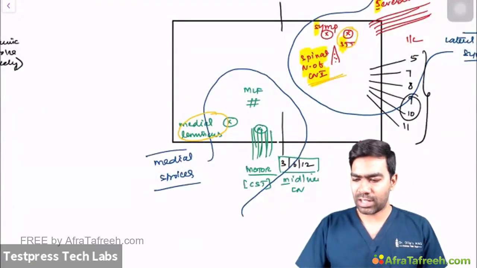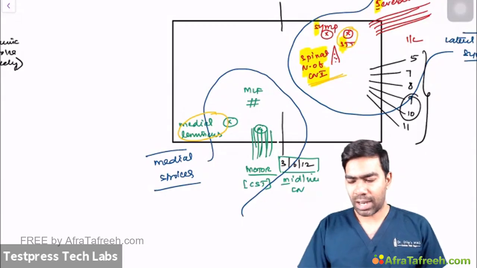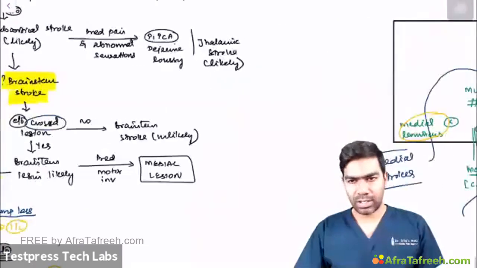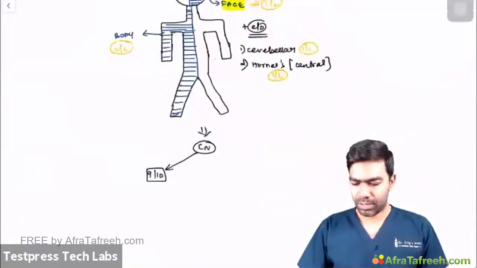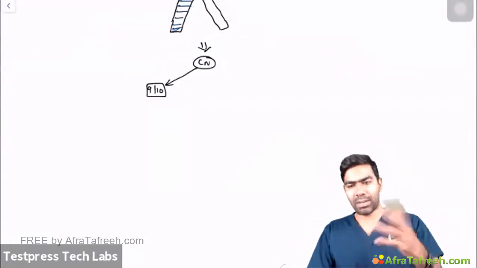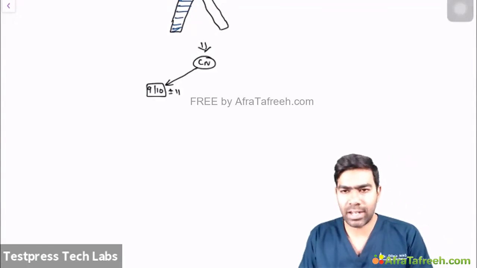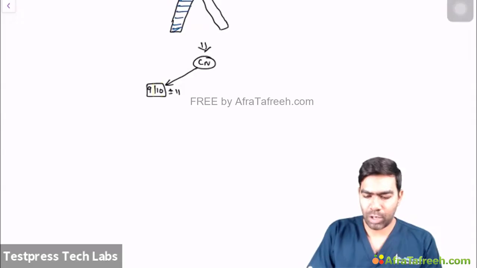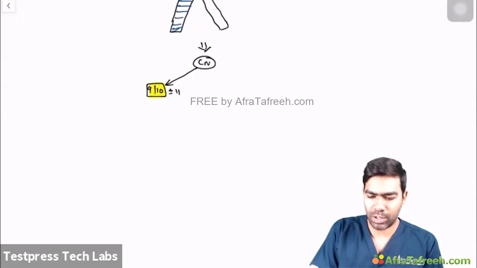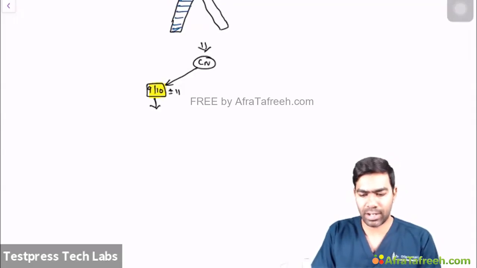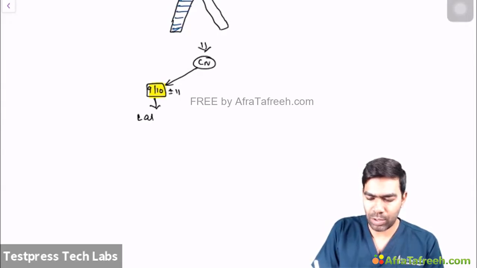If 9 and 10 are involved, I'm likely dealing with a medullary lesion. That's all. If predominantly my 9th and 10th, the 11th can be involved, I'm saying plus or minus 11. I am not worried about that right now. If 9 and 10 are predominantly involved, then I'm talking about a medullary lesion, because these are basically medullary lateral cranial nerves. So in this setting, I'm going to talk about a lateral medullary syndrome.